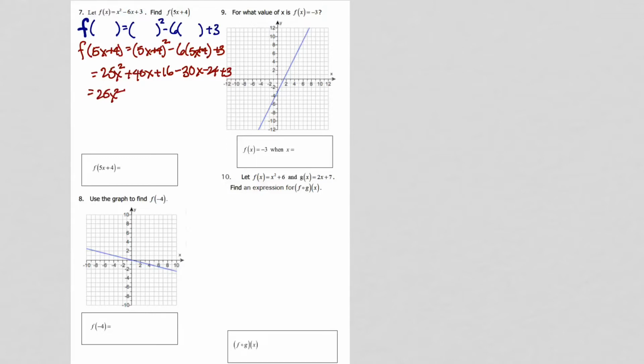So let's see, where's this put us? 25x squared, and now a 40x minus a 30x gives us a 10x. And then we've got 16, so if we can keep track of this, 16 minus 24 plus 3. So negative 8 plus 3 is negative 5. So we'll put on a negative 5 there. So we'll conclude now that f of 5x plus 4 is 25x squared plus 10x minus 5.